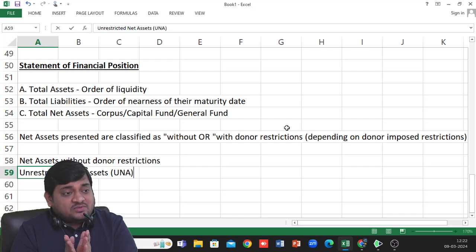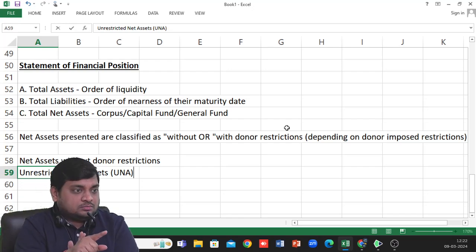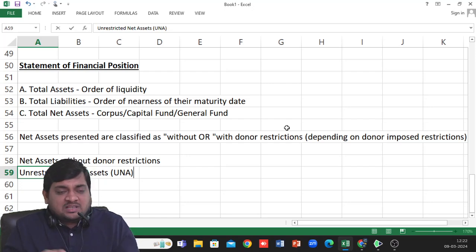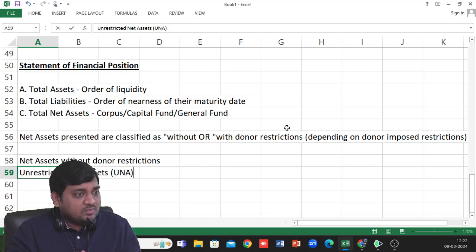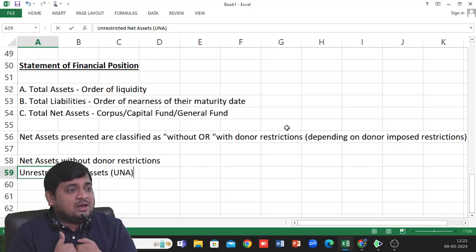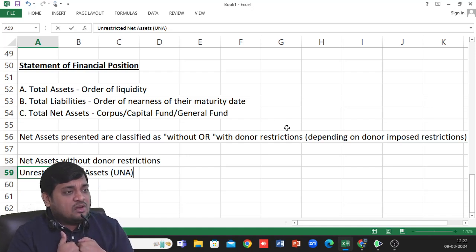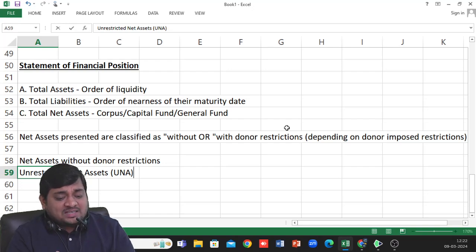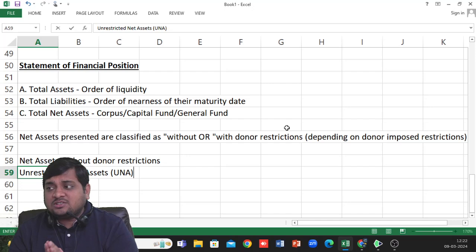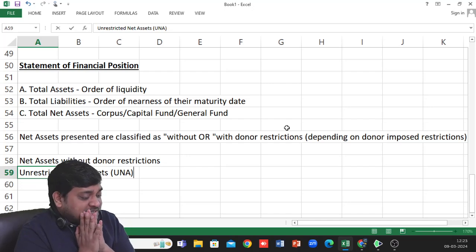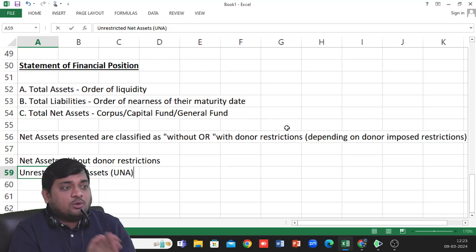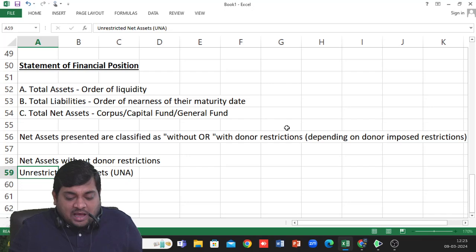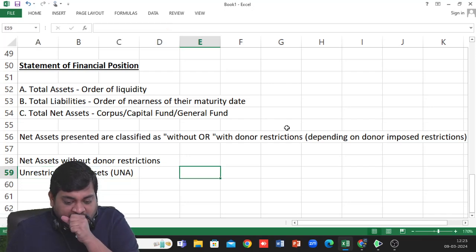The only restriction which we are talking about is donor imposed. Suppose all the members have contributed 2 lakh 40, and we have decided, fine, for the next 3 years we are going to accumulate funds and then we are going to build a hospital. This is not a donor imposed restriction. This is an internal policy which I have framed for accumulation of funds, right? So in these types of cases, it is regarded as unrestricted net assets. This is not restricted net assets, because restricted net assets are those which are donor imposed, right? So this is net assets without donor restrictions, right?